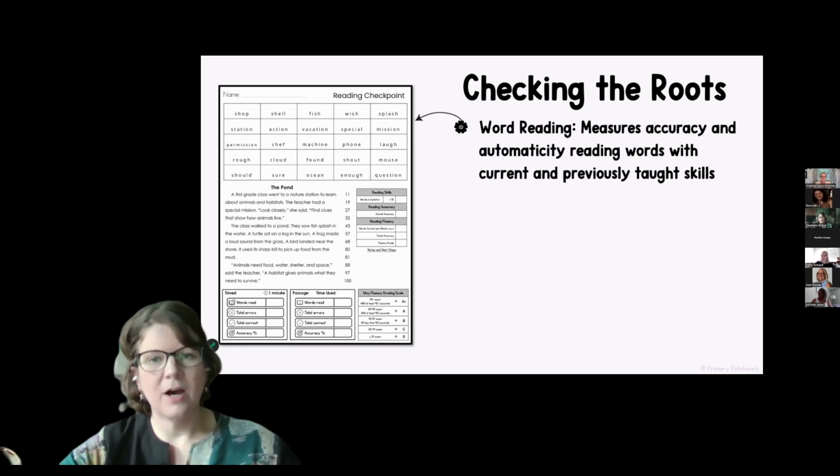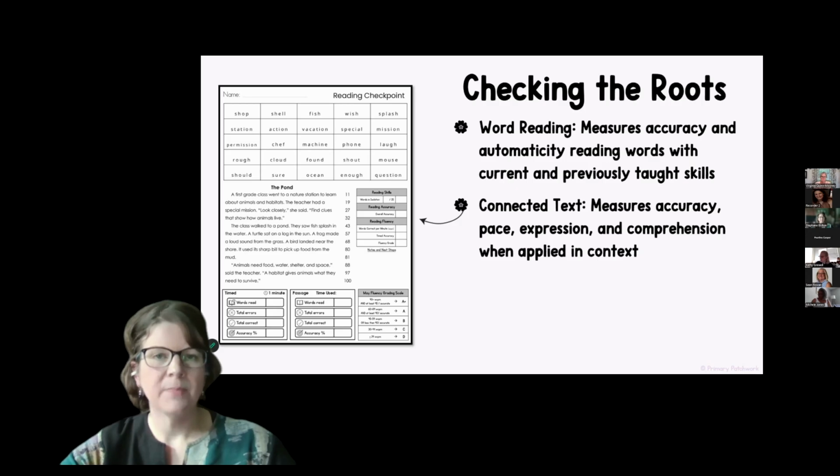On the list, in the top 3 rows, I include words that have our current sound or spelling that we've been focused on. And then the 4th row, I'm intentional about pulling words with previously learned skills. And the bottom row, I try to make sure those are high utility words, whether they're high frequency words or words that I know we're encountering in directions that have some of the patterns we've been studying. And then students read a short passage. And this passage is not strictly decodable, but I do make sure it has a lot of the words with our current and previously taught skills.